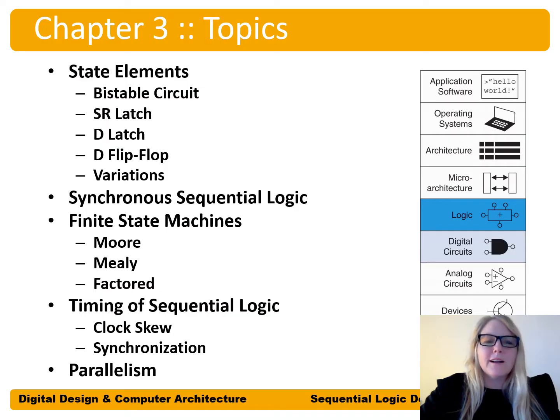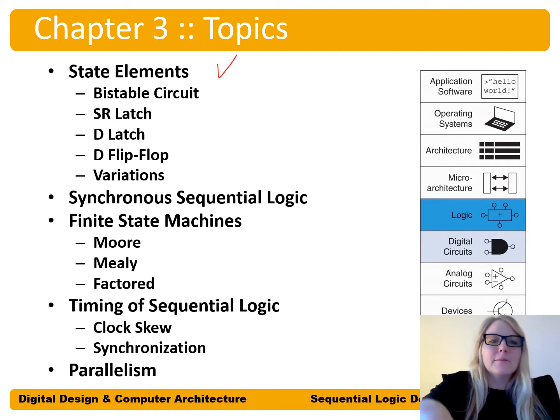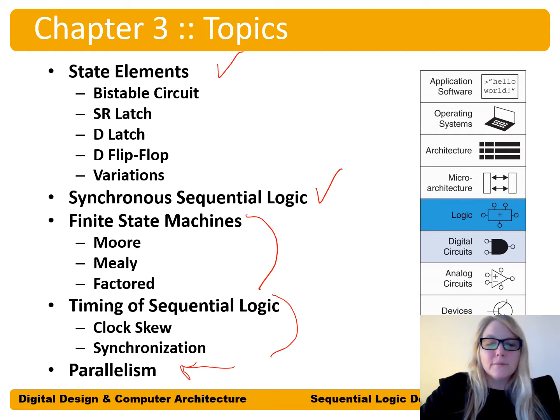In this chapter, we're going to talk about sequential circuits, so circuits that have memory. So we'll start by talking about state elements, and then we'll talk about generally what it means to be defined as synchronous sequential logic. And then we'll talk about two types of synchronous sequential logic, finite state machines and parallel circuits or parallelism. And then we'll also talk about how we calculate the timing of these sequential circuits.